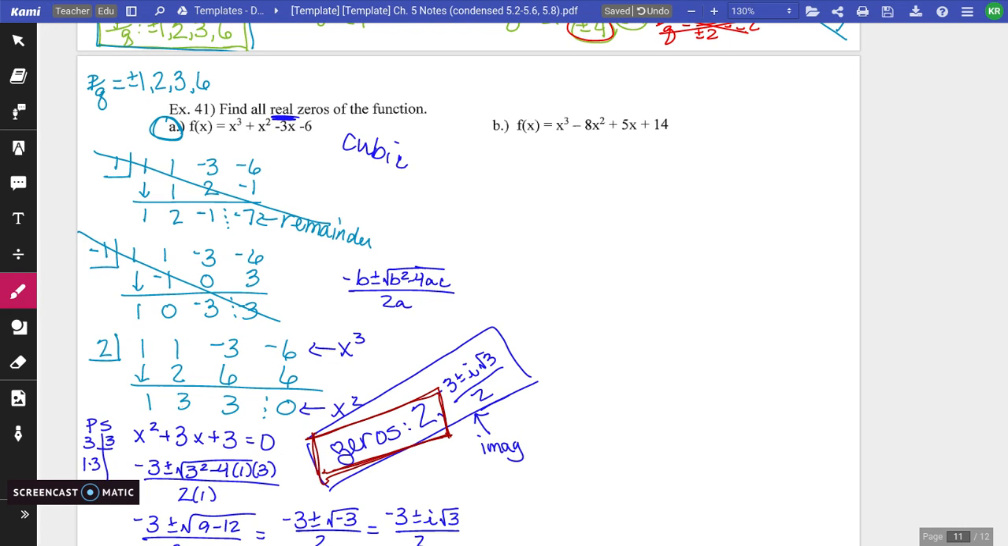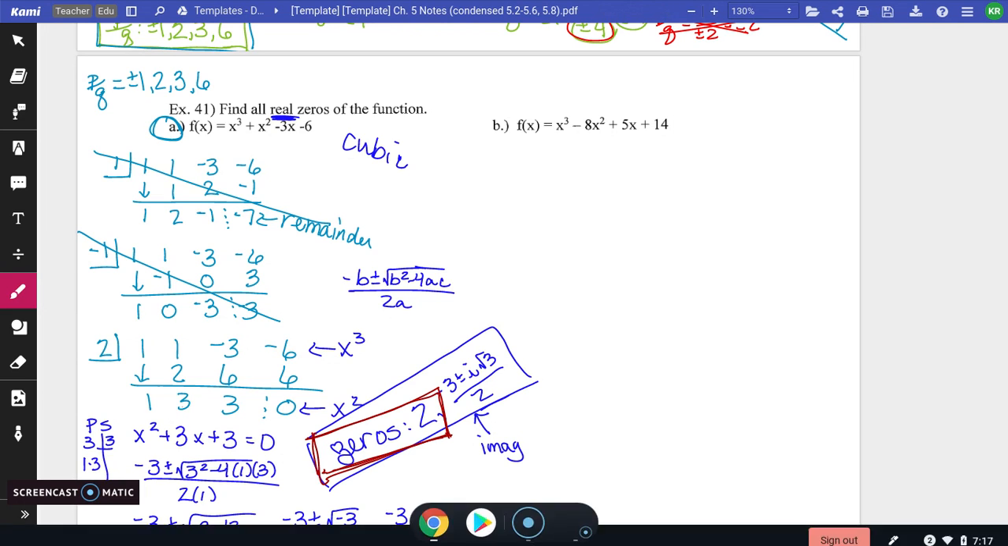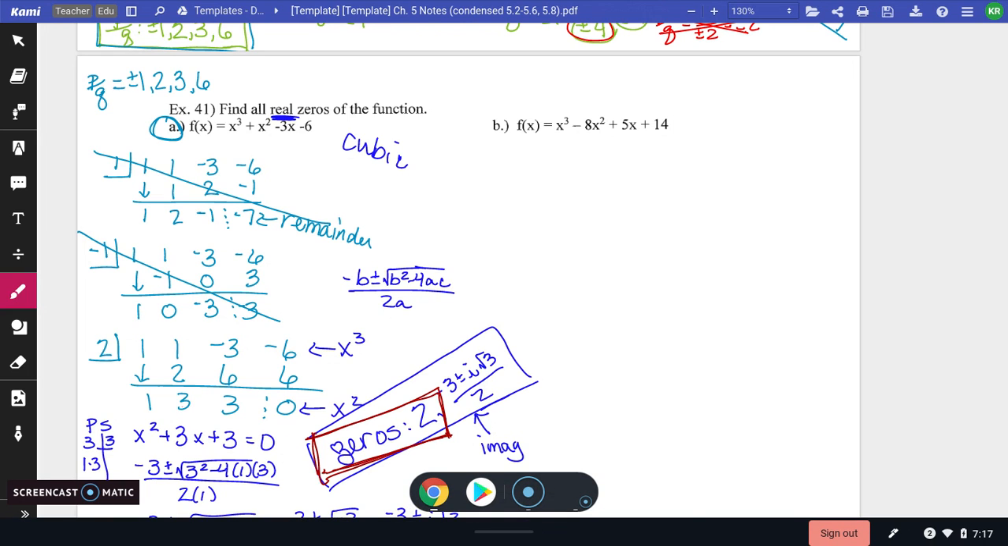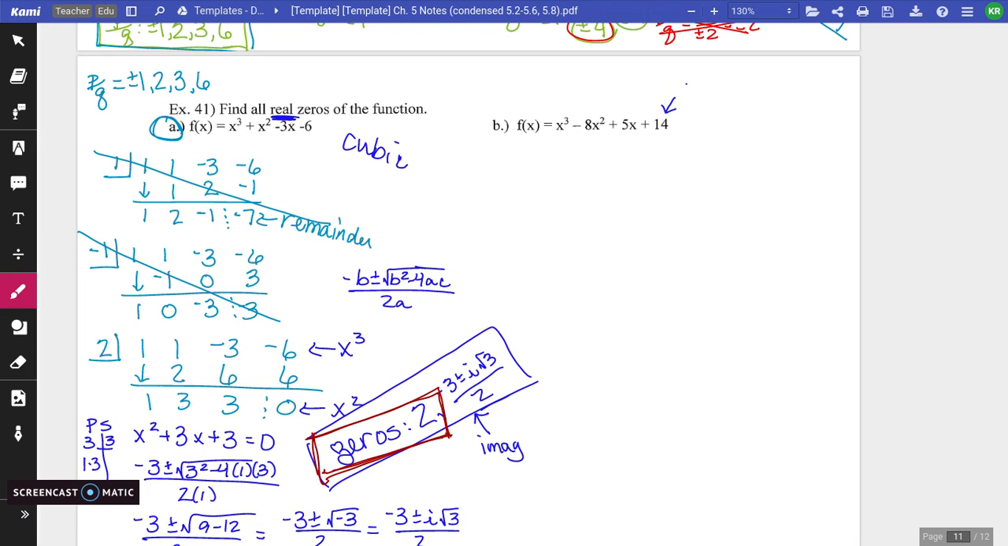First thing we're going to need to do is find our P's and our Q's. So we're going to start making that list. Our P's are going to come from 14, and our Q's are going to come from 1. So what numbers multiply to give you 14? What are the factors? I've got 1, 2, 7, and 14. My Q's are just plus and minus 1.